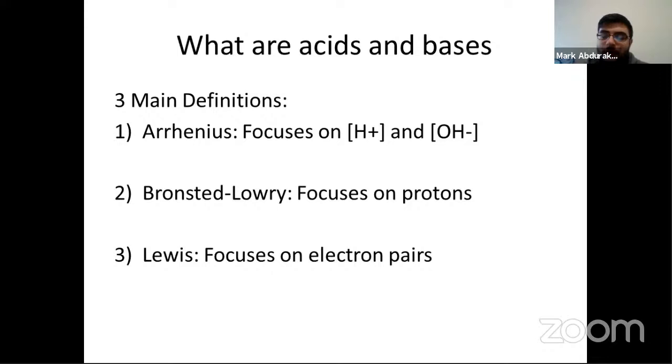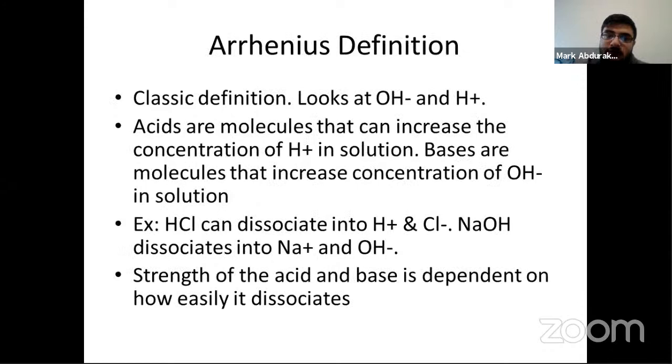Starting with the simplest one, the Arrhenius definition. Like I mentioned, this is the classic definition and it focuses on OH minus and H plus. Acids are molecules that can increase the concentration of H plus in the solution, and bases are molecules that increase the concentration of OH minus in the solution. For example, HCl dissociates into H plus and Cl minus, and so it increases the concentration of H plus. Therefore, it is an acid. NaOH dissociates into Na plus and OH minus, so it increases the concentration of OH minus in the solution and is therefore a base by the Arrhenius definition.